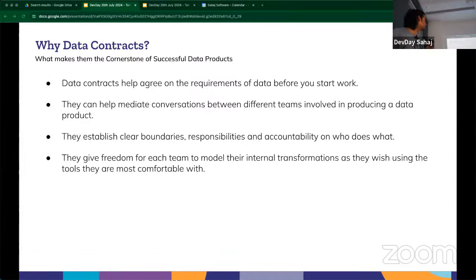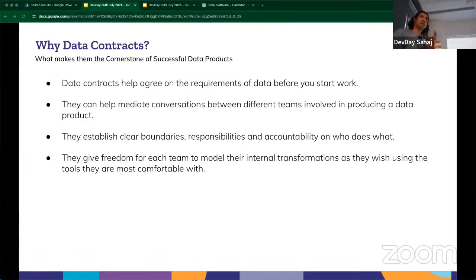The other thing that data contracts can help you with is establishing very early on some boundaries on who is doing what, and who are the right people that need to be involved in getting your data product going.